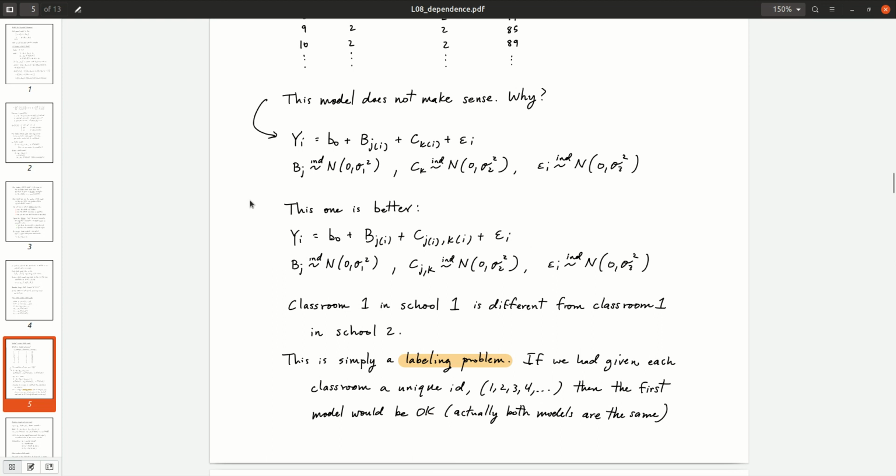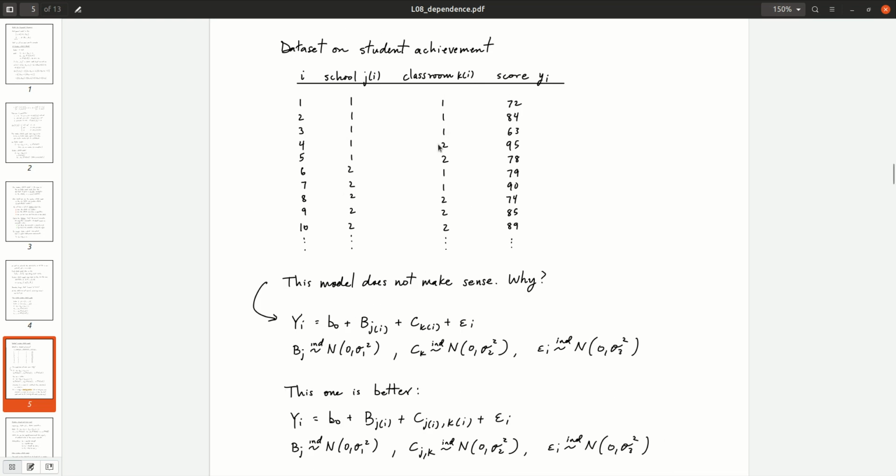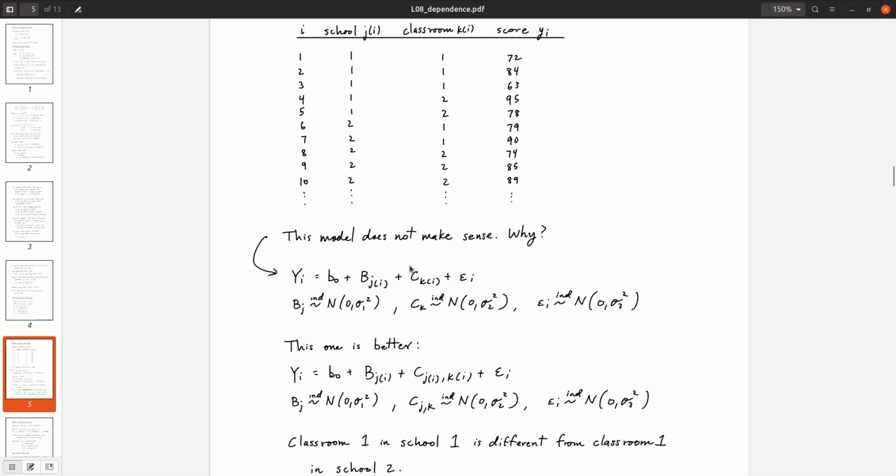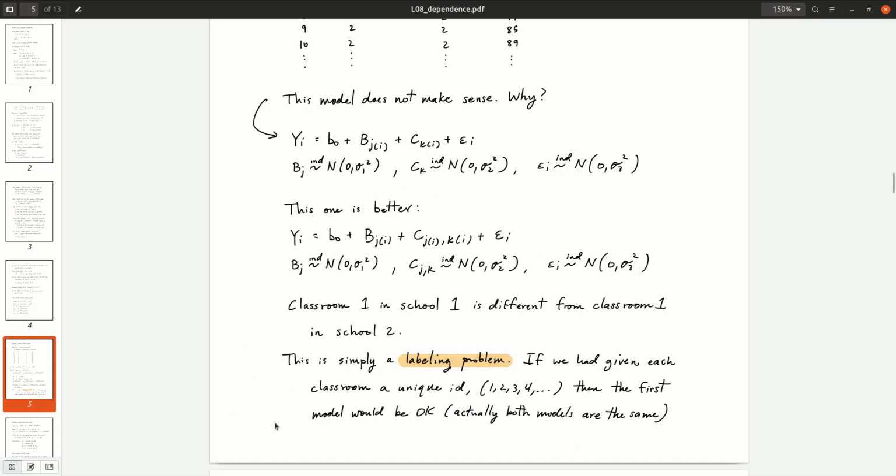If we had given each classroom a unique identifier, suppose we had labeled these 1, 2, 3, 4, then we could use this model with no problems. The first observation would get B0 plus B1 plus C1, and then this sixth observation would get B0 plus B2 plus C4. This classroom would get C4, this classroom would get C1. They rightly would not share an effect, and this model would be perfectly fine. So that's what I write here: the first model would be okay.